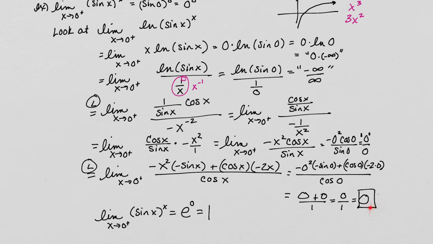If here I had a 2, my answer to the original problem would have been e squared. So to undo the fact that we took the natural log, you have to raise e to whatever power you end up getting. Questions? Yep, so the final answer is 1.